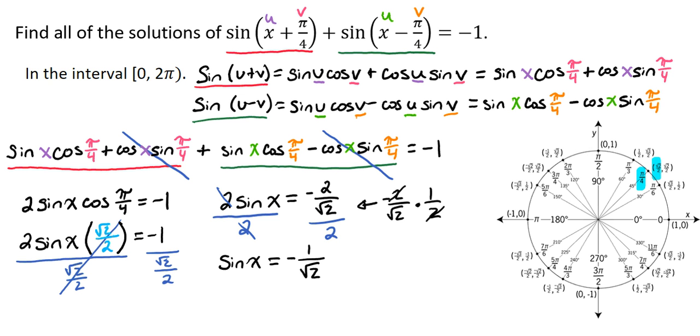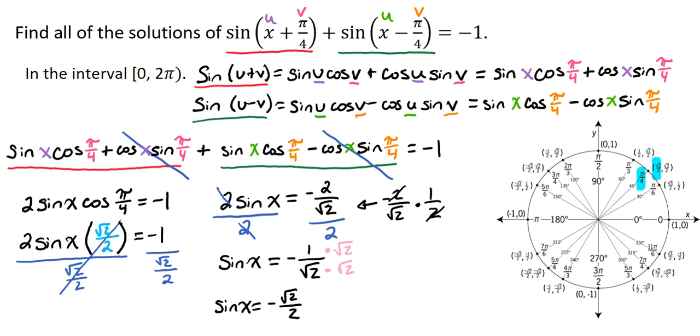And so now we just need to rationalize our denominator. So we're going to go ahead and multiply both the numerator and the denominator by radical 2. And that's going to give us that the sine of x equals a negative radical 2 over 2. So to solve this, we need to know where does the sine of x equal a negative radical 2 over 2. Now if we look at our unit circle, we see there are lots of negative radical 2 over 2's, but we need them to be in the y position.